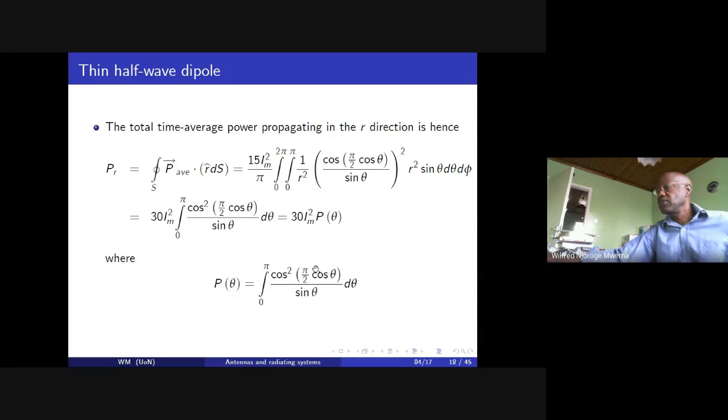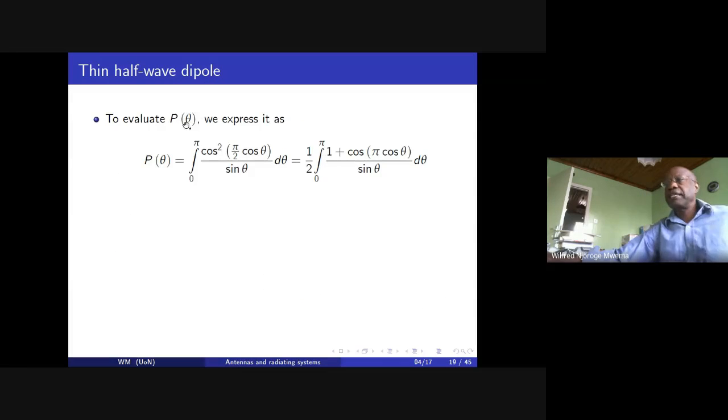This integral is usually a little bit difficult to integrate, and we shall see how we can deal with it. So to evaluate P of theta, we have to express it in the form that is the integral from 0 to pi equal to a half of 1 plus cos pi cos theta over sine theta. All we have done is that we have replaced this value. We know that the cosine of 2 theta can always be written as twice the cosine of theta squared minus unity.